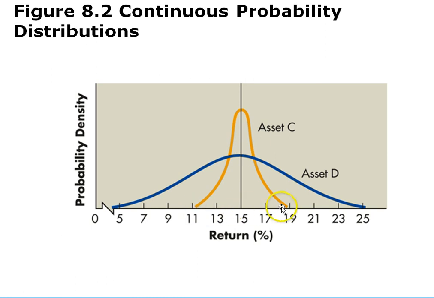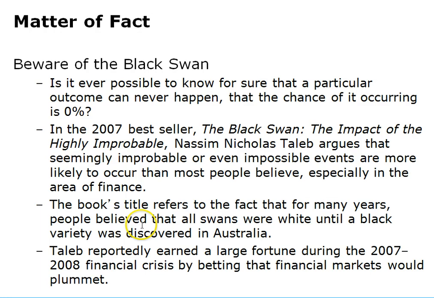But since asset C has a much tighter distribution, you're more likely to get a return between 11 and 19%. But with asset D, you're likely to get a return between 5 and 25%. So even though you could possibly get a higher return with asset D, it comes with a greater risk of getting a lower return as well.